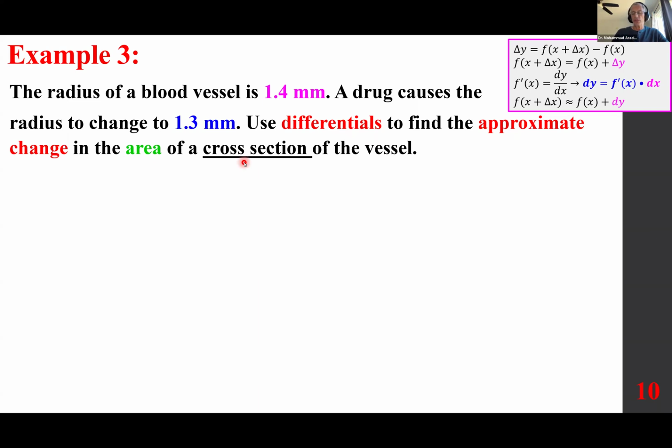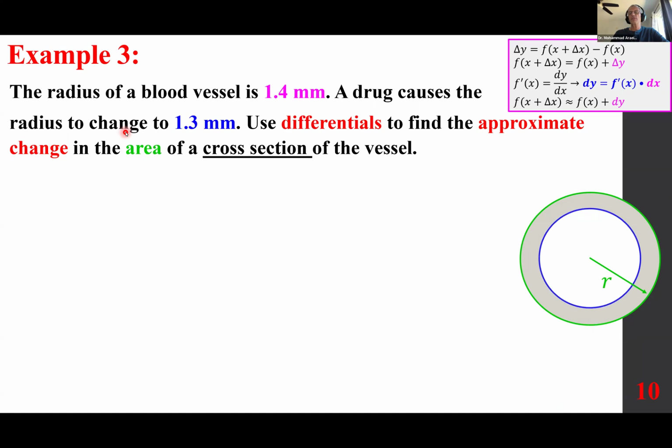As we read the question, the area of a cross-section looks like this. It's a circle. It has some radius r, and more specifically at this point, r is 1.4 millimeters. Some drug causes it to shrink to 1.3. This is a new circle with a new radius, which is in this example 1.3 millimeters, giving rise to the difference between the two, which we call dr or delta r, or the change in the radius, which in this case is 1.3 minus 1.4, which makes it negative 0.1 millimeters.